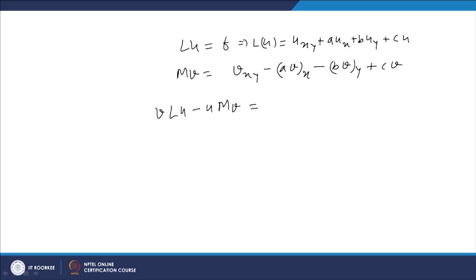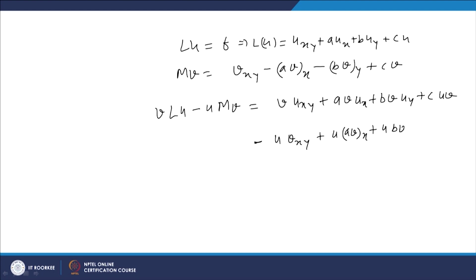So, this we want to find out. What is this? Here we can write v u_xy plus a v u_x plus b v u_y plus c u v, minus u v_xy plus v u a v of x plus u b v_y minus c u v. So, this will be cancelled out.